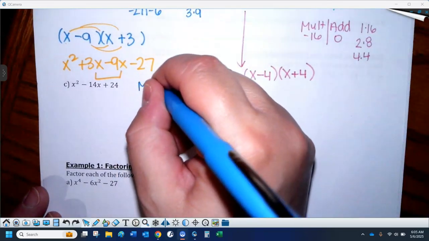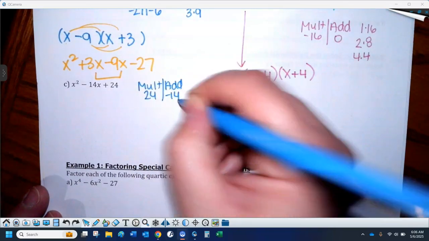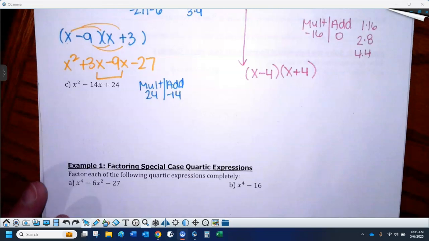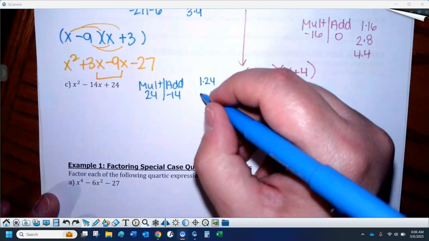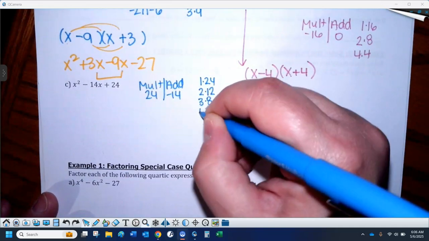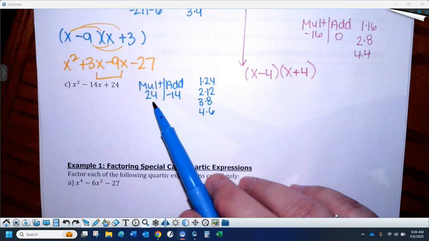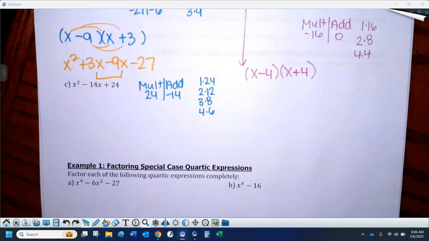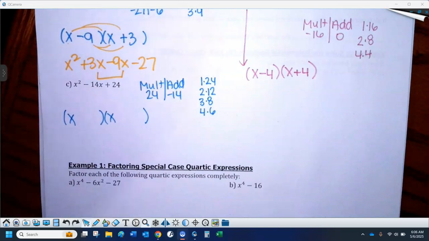So for this one, I'm going to multiply to get 24 and add to get negative 14. All right, so let me go ahead and list factors of 24. You've got lots of options. 1 and 24, 2 and 12, 3 and 8, 4 and 6. So if I ever have to multiply to get a positive number but add to get a negative number, the only way that can happen is if both numbers are negative. When I start my factors out, they're both going to be just x and x to give me the x squared.